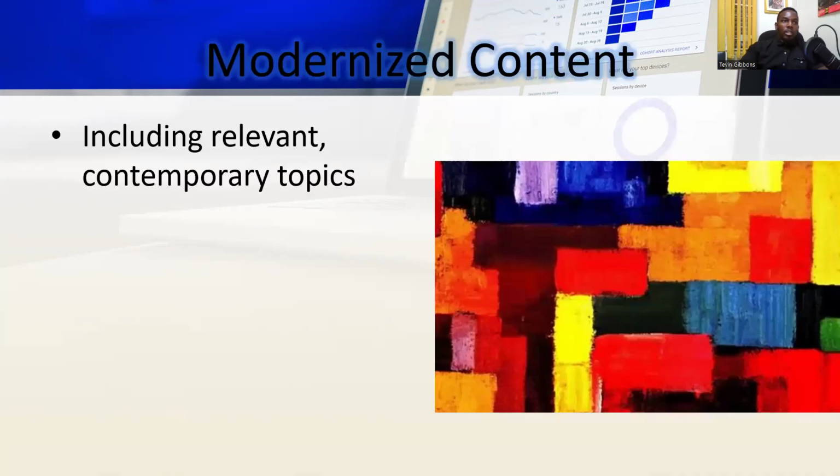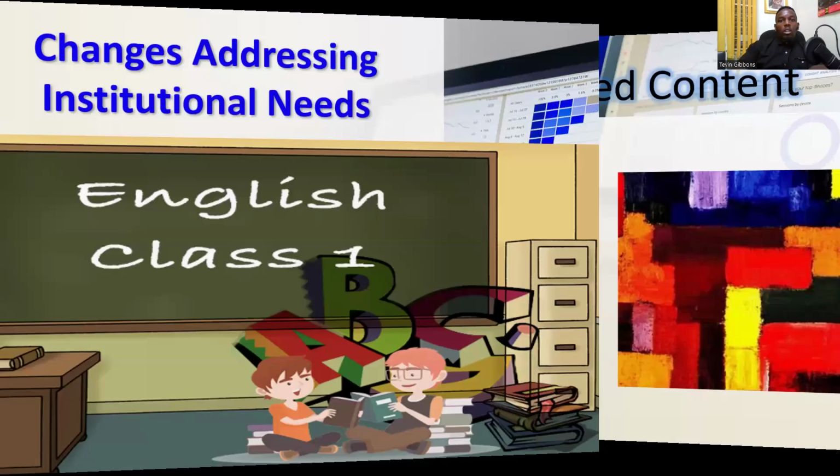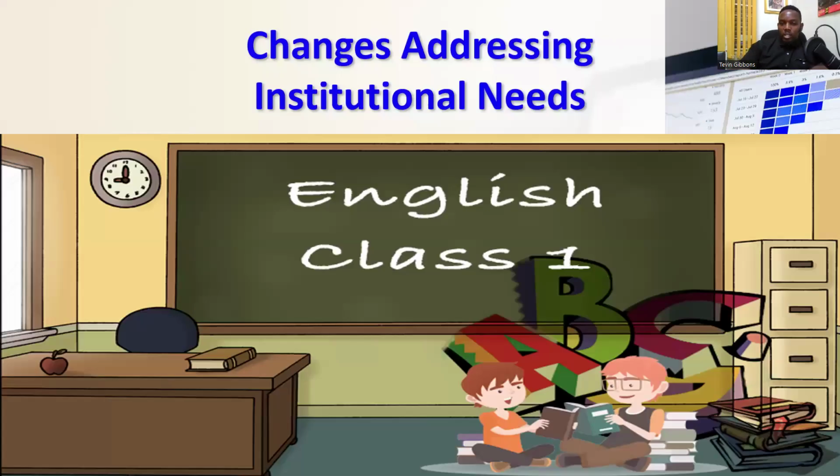The next one is the inclusion of modernized content. Including relevant contemporary topics might make learning more engaging. The syllabus includes content that is culturally and contextually relevant to Commonwealth Caribbean students. It incorporates regional literature, issues, and examples that resonate with students' experiences. Now let's take a look at the changes addressing institutional needs.